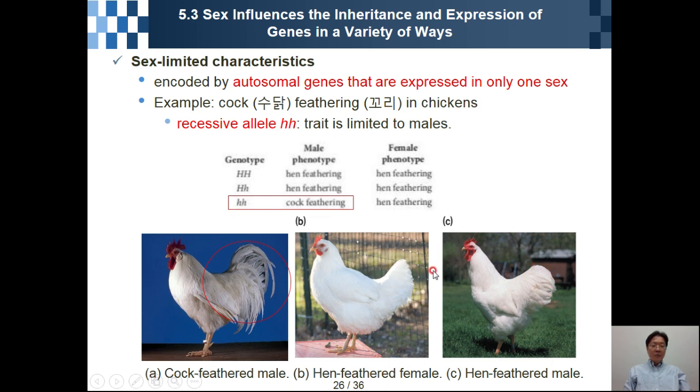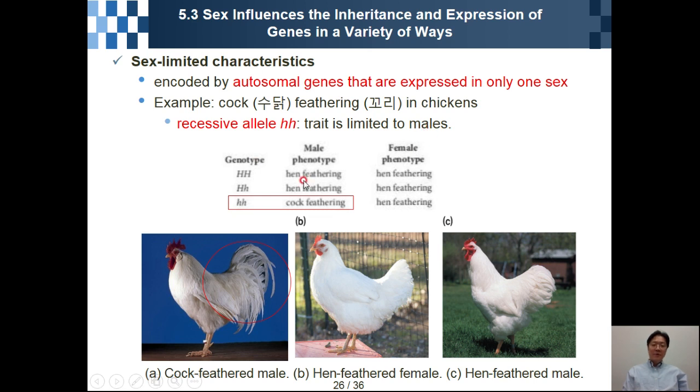In hen feathering, the feathers are gathered together, not sticking out like this. This is hen feathering in the male and female. The recessive allele, small h, this trait is only limited to the male.